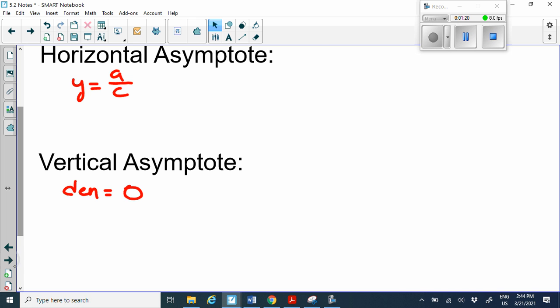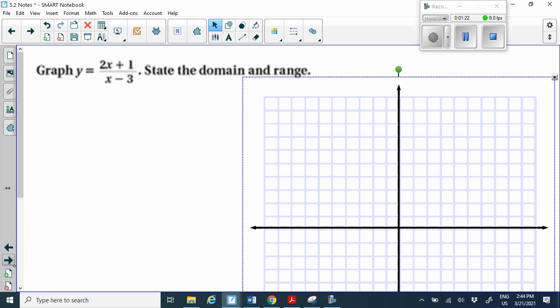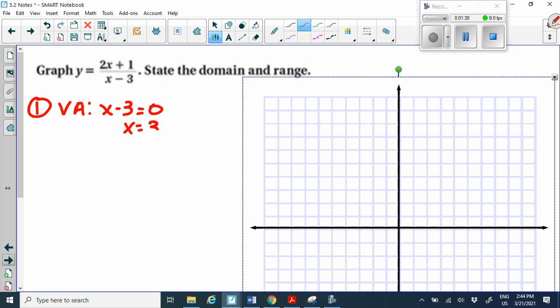Okay, let's go ahead and apply this to our next problem. So we're going to graph 2x plus 1 over x minus 3. So the first thing you always do is determine your vertical and horizontal asymptotes. So your vertical, remember, we set the denominator equal to 0. Our denominator is x minus 3. So again, x equals 3. So that means I'm going to be right here, and I'll extend that a little bit later on.